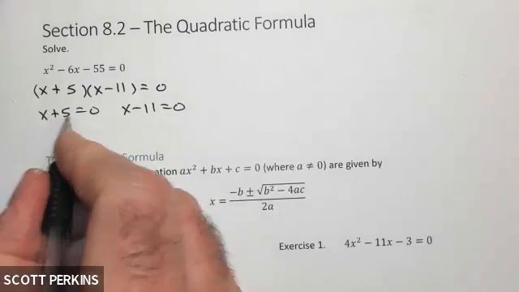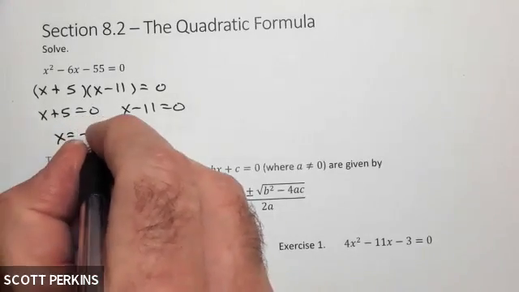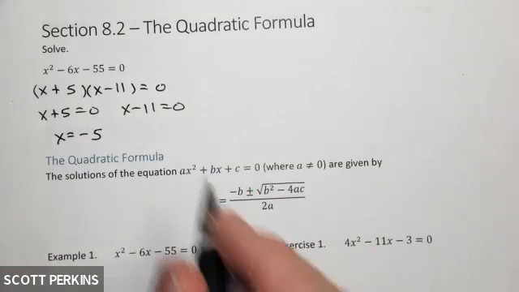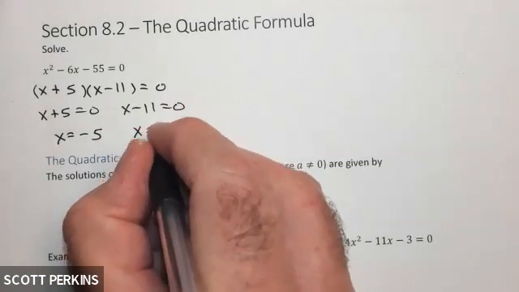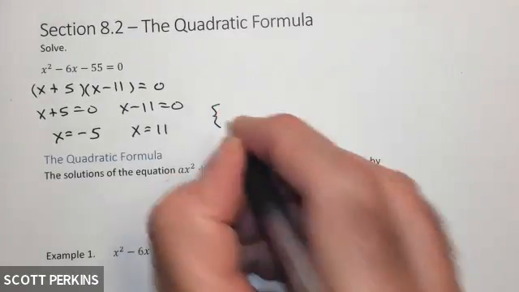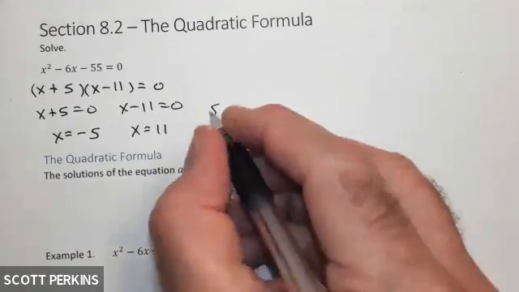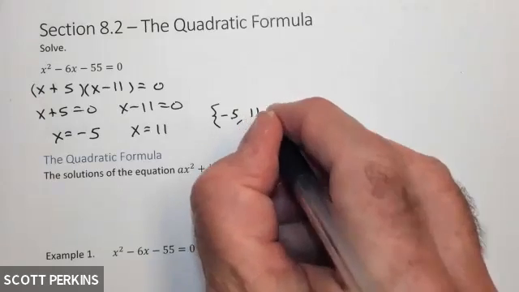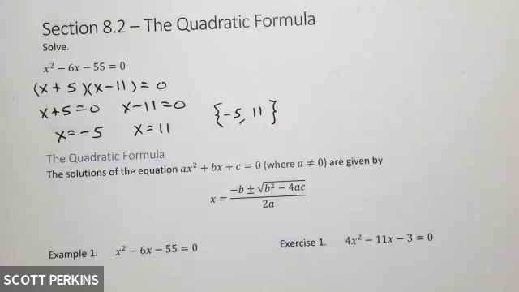In this case, I subtract 5 from both sides. The first number is negative 5. Here, I add 11 to both sides. The second number is 11. And then that's my solution set. So we write our answers to quadratics as a set. That is something that I'm fussy about notationally. So please make sure to write your solutions as a set.